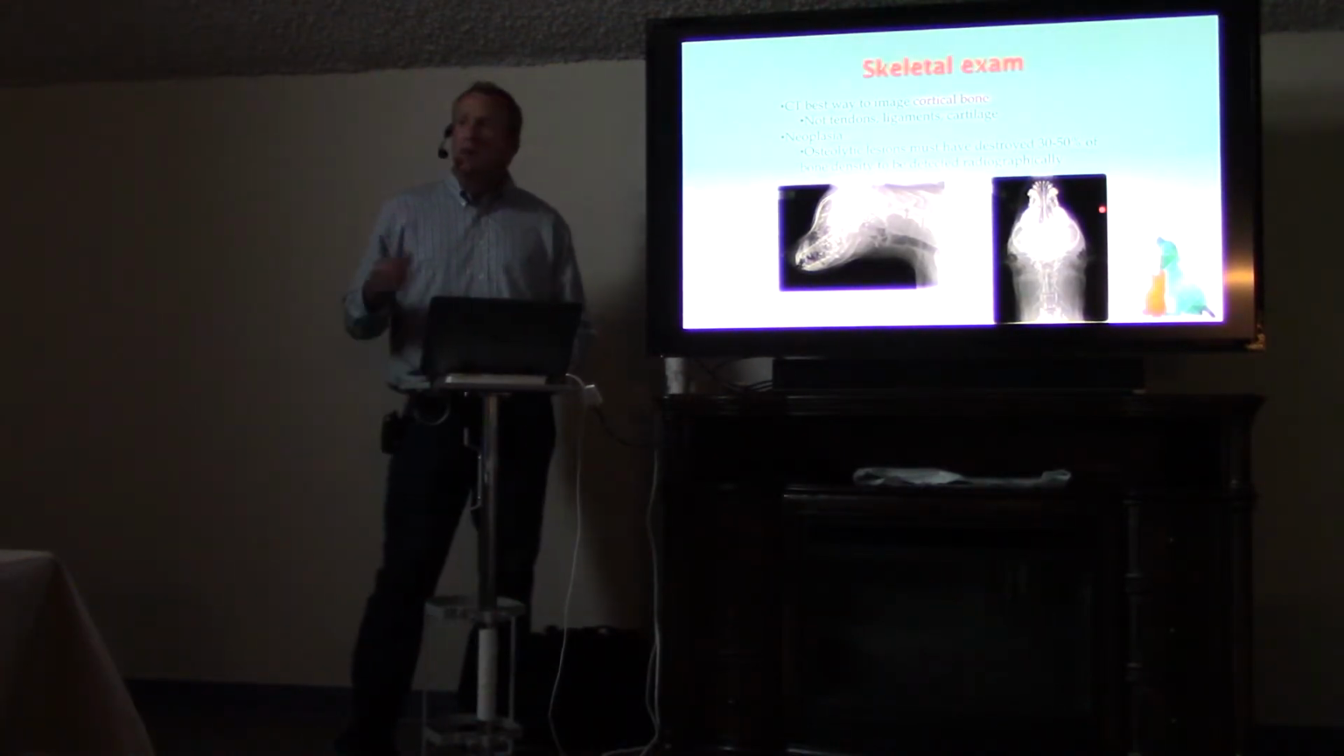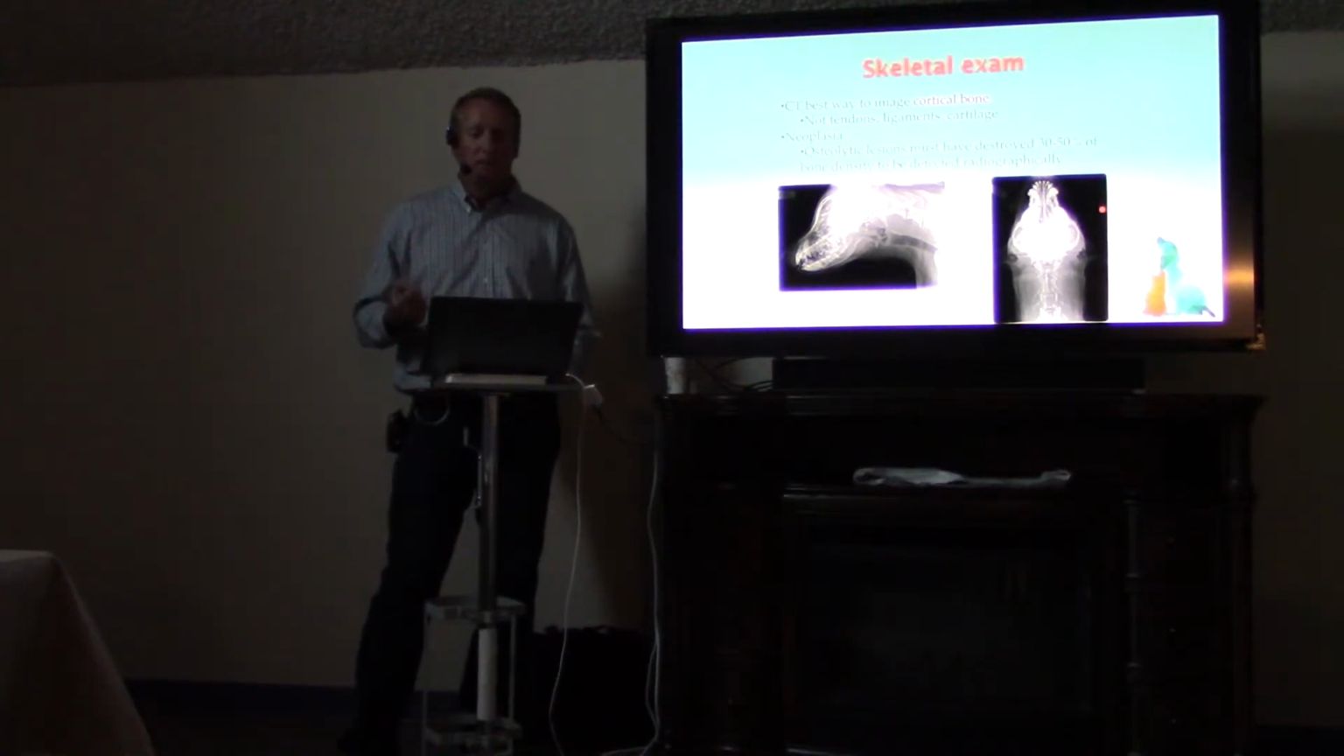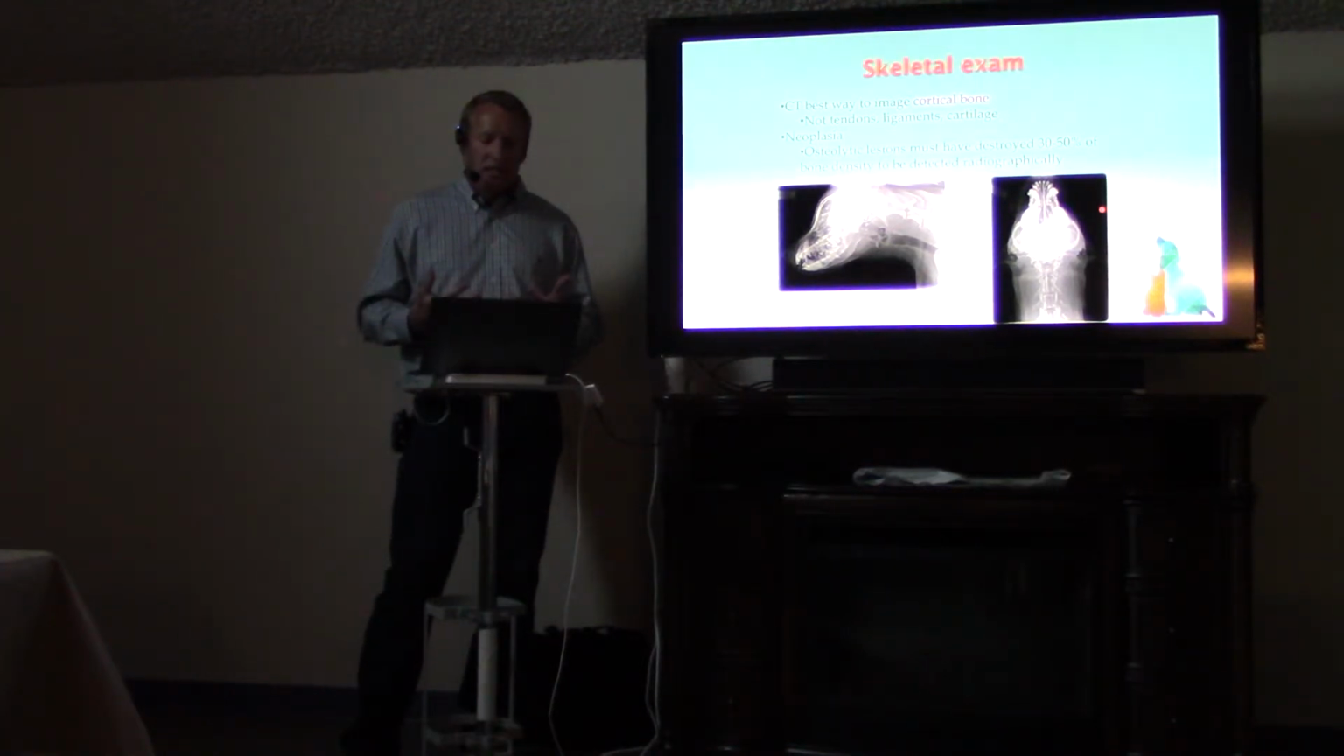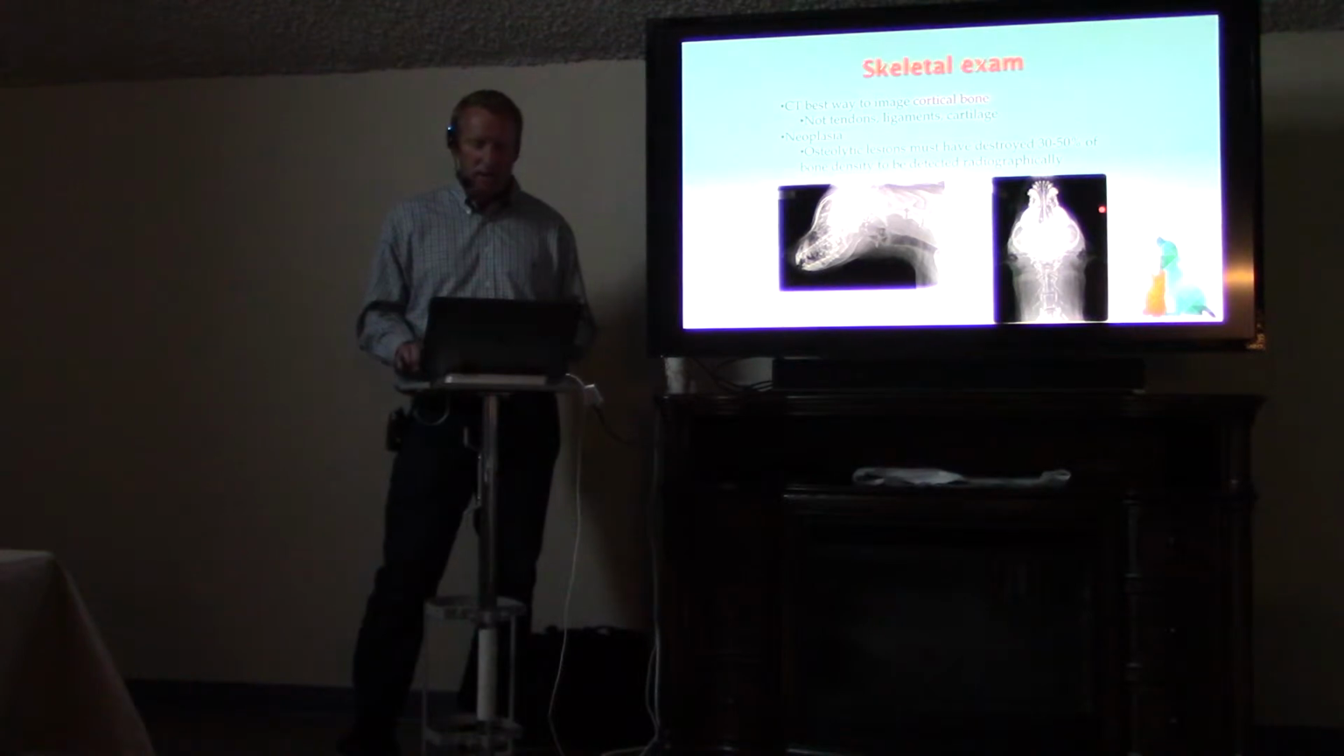CT is really the best way for imaging bone. Not so much tendons or ligaments or cartilage, that's where MRI can be helpful. But as far as imaging bone, fractures, osteolytic changes in bones, CT is great. As far as bony tumors and osteolysis, radiographs are remarkably insensitive at detecting lytic disease. You need about 30 to 50% loss of bone density before you'll be able to see it radiographically. And so CT can detect bony osteolysis much sooner than radiographs.